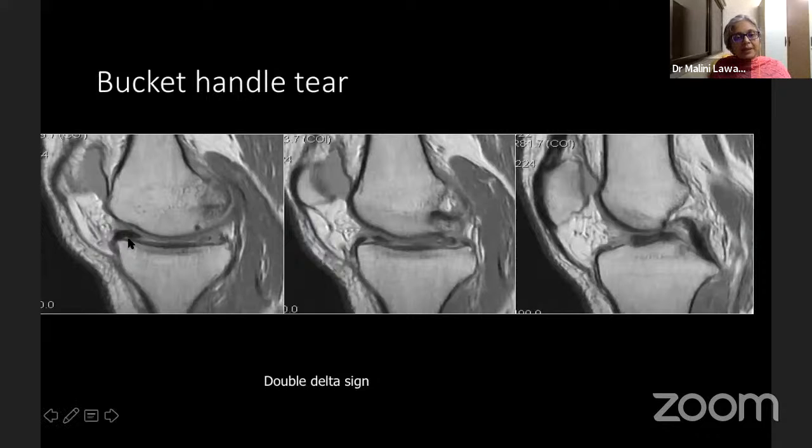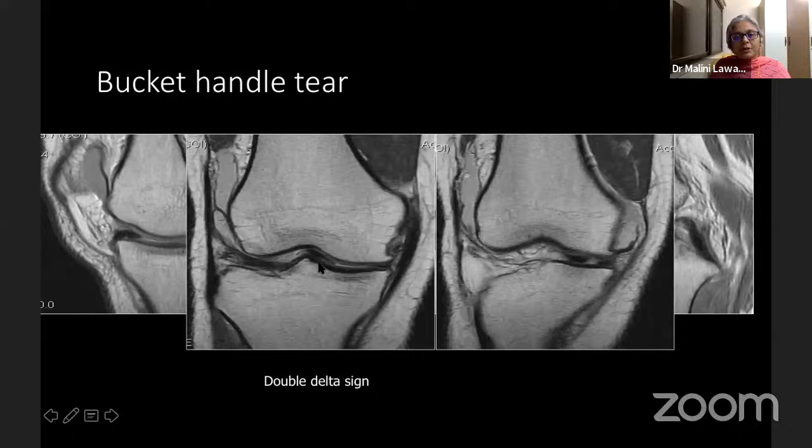Another example, bucket handle tear. You can see here what looks like two anterior horns. So it's called double delta appearance. And then you can see it comes here, this portion, and elongates. So this is the whole intercondylar fragment. Coronal images, again, this is the displaced intercondylar fragment, and the body here has to be smaller in size.